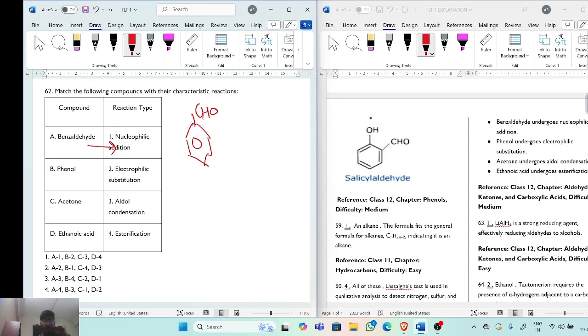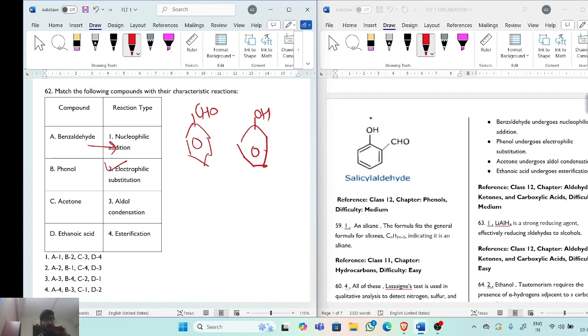Now phenol. The structure of phenol is benzene and then an OH group. Phenol is an activating group due to the phenoxide ion present in it, so that's why it can give electrophilic substitution reactions.